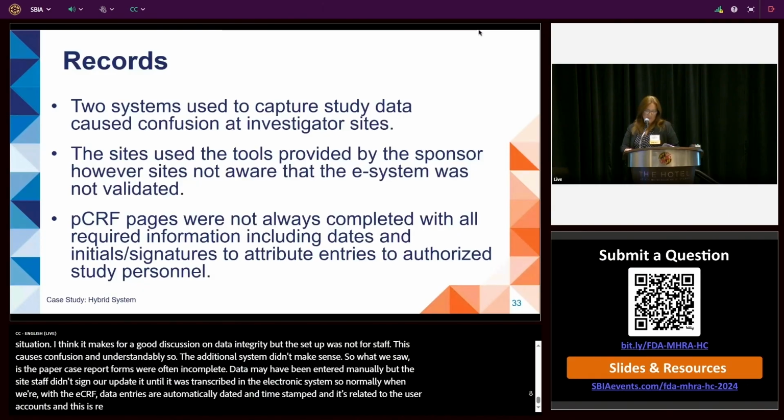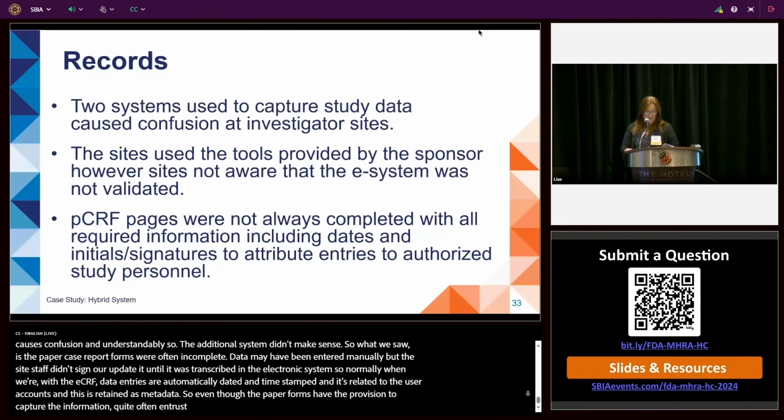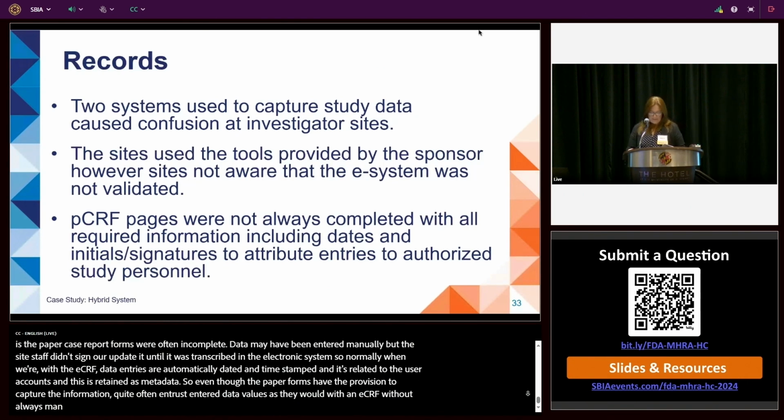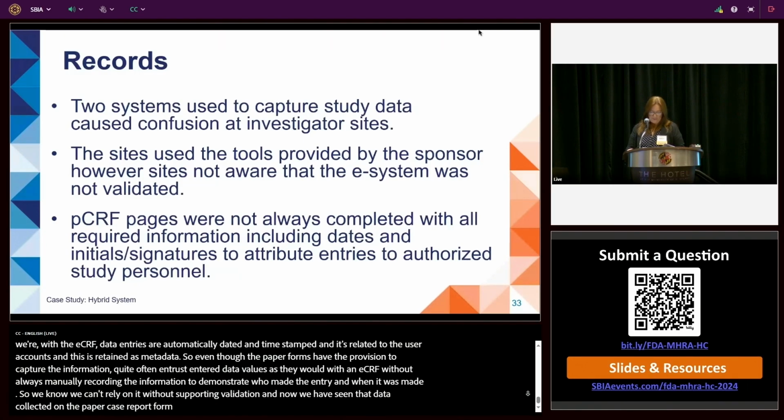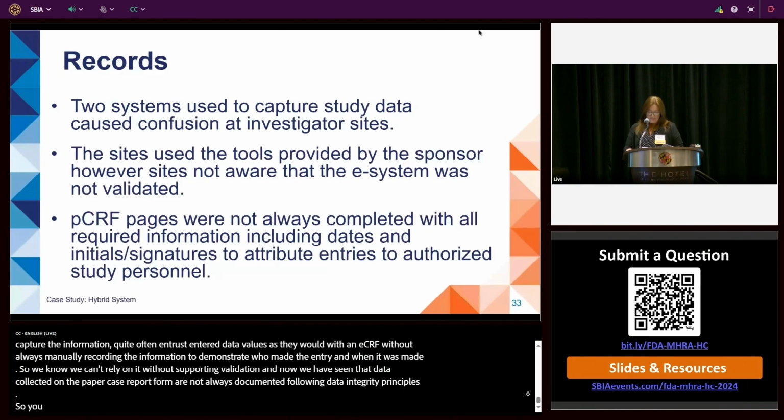So even though the paper forms had provision to capture this information, sites often just entered the data values as they would in an eCRF without always manually recording this information to demonstrate who made the entry and when it was made. So we know we can't rely on the integrity of the data entered into the eCRF without supporting validation. And now we have seen that data collected on the paper case report forms aren't always documented following data integrity principles. So you can start to see how the integrity of the data collected during the study started to deteriorate.